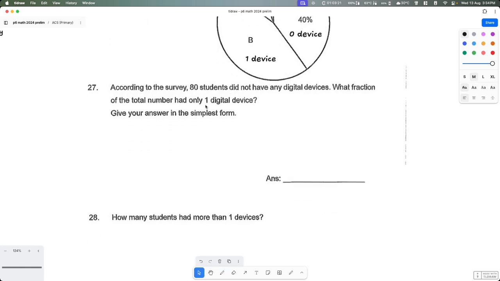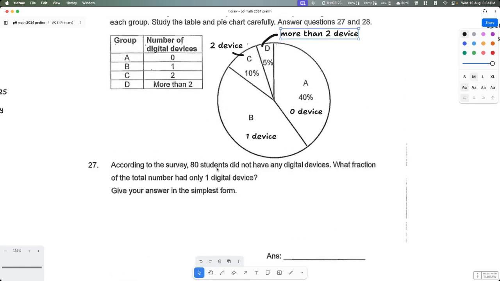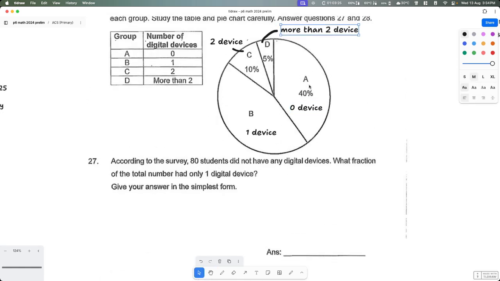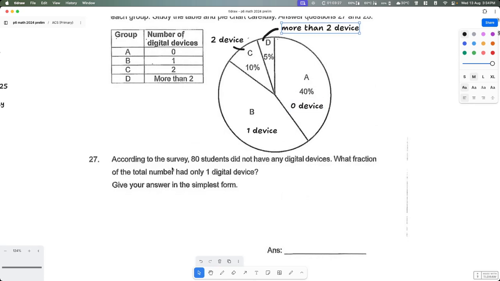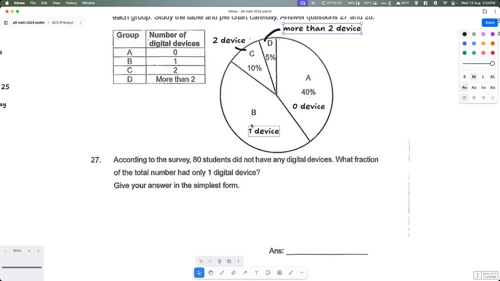Now according to the survey, 80 students did not have any digital device, which is zero over here. What fraction of the total number has only one digital device? One digital device is over here. Give your answer in the simplest form. So what fraction of the total number?